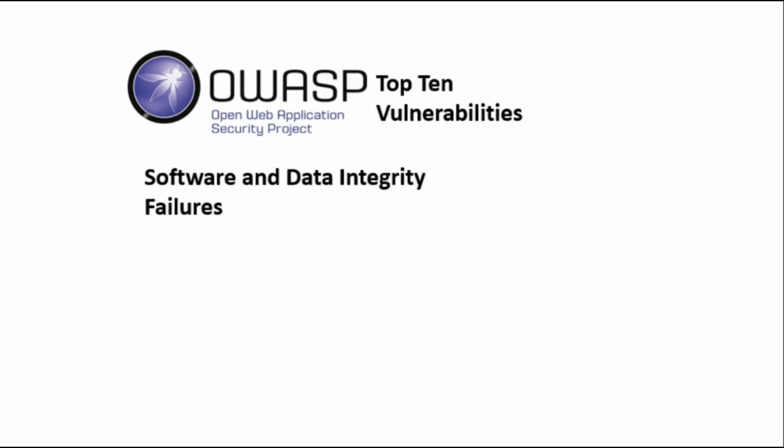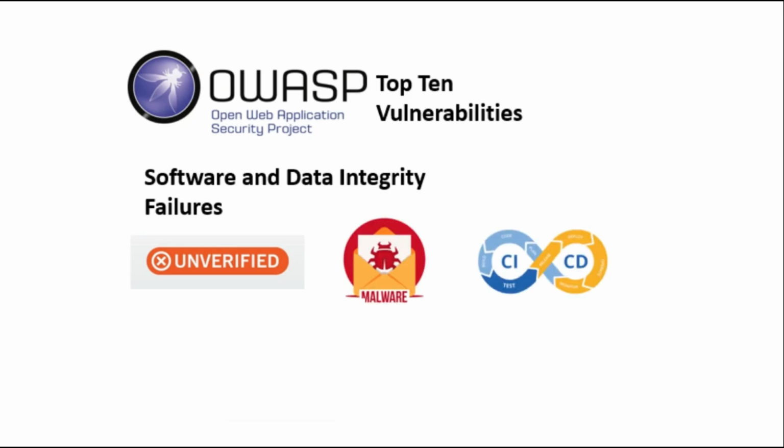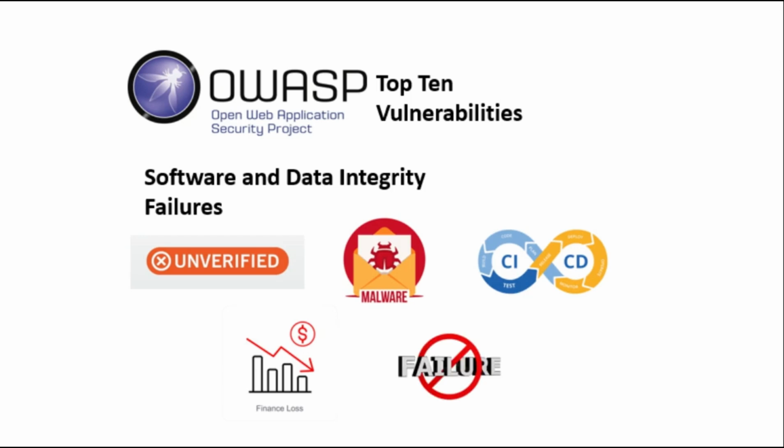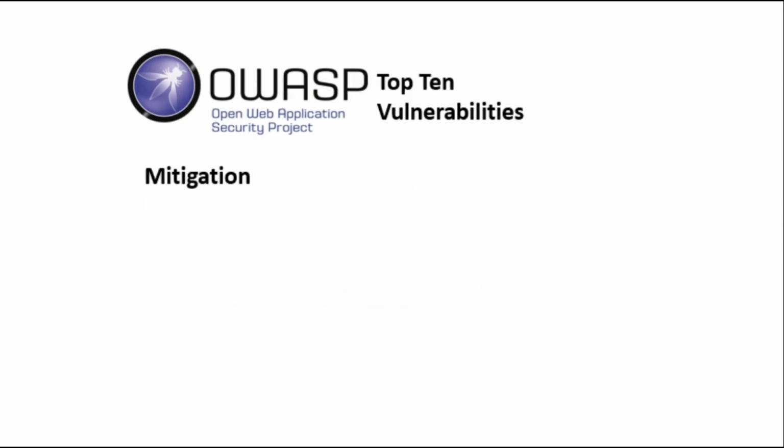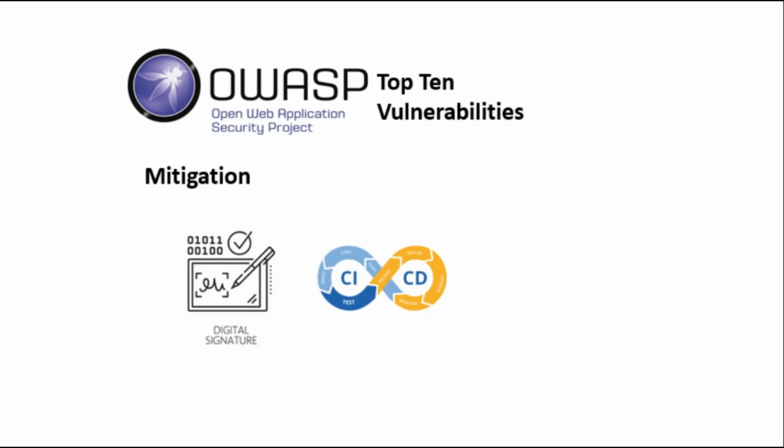8. Software and data integrity failures. These are integrity compromises through unverified components or tampering. An example of this is injecting malware in CI/CD pipelines, which can lead to financial loss or operational failure. To mitigate this, use digital signatures, restrict CI/CD access, and verify third-party dependencies.